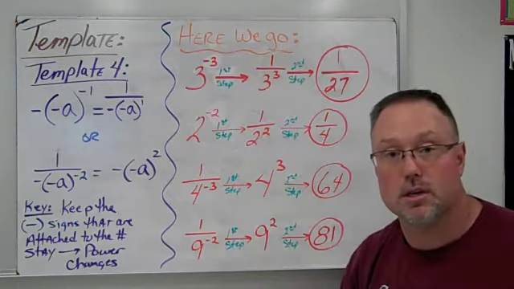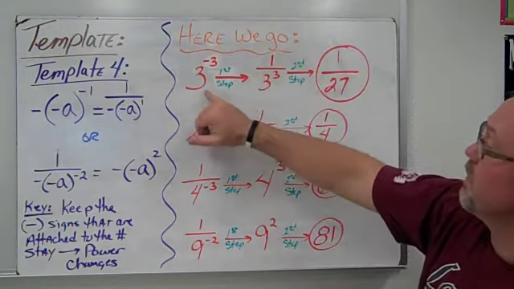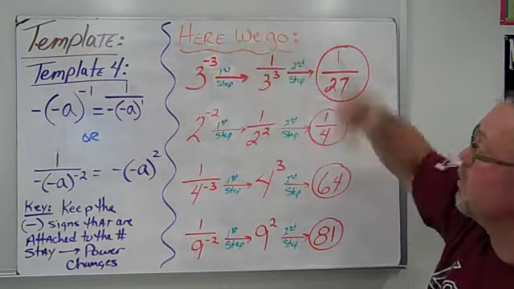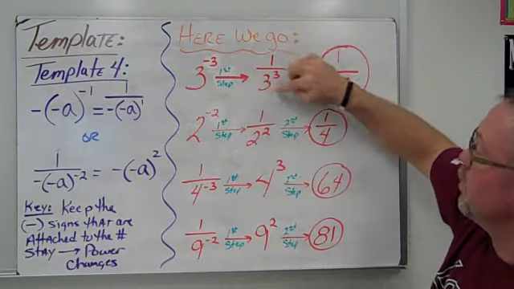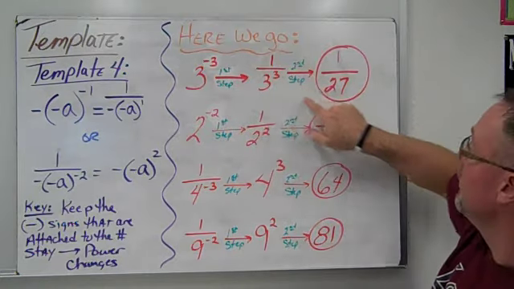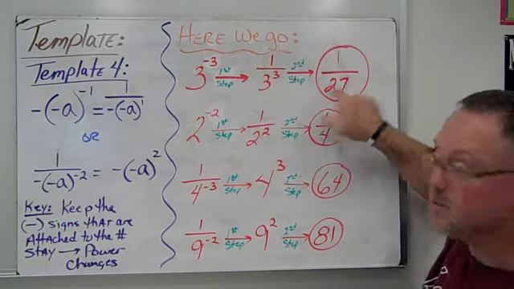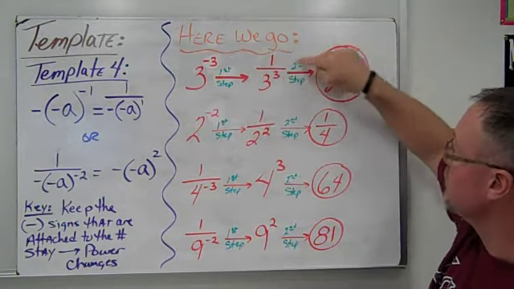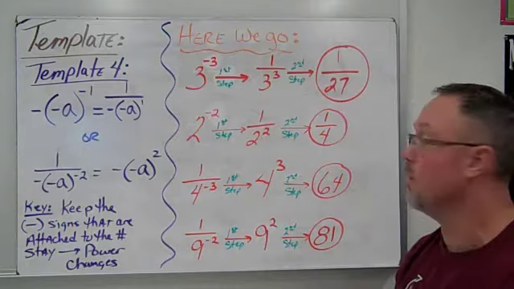So let's look at some examples. Here we go. So I have 3 to the negative third. Our first step is we have a negative power. We're going to reciprocal it. So I have 1 over 3 to the third. The power is now positive. Now I take care of what that is. So 3 cubed is 27. It's under 1. So that's my second step, is taking care of the powers.